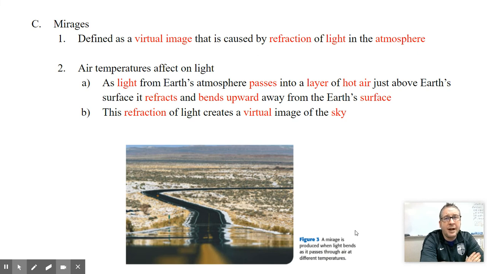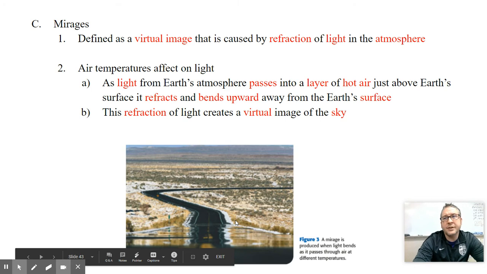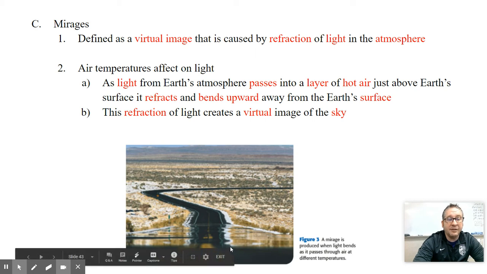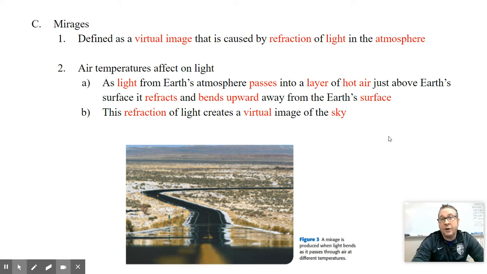The air temperature has an effect on light. As light from Earth's surface passes into a layer of hot air just above the Earth's surface, it refracts and bends upward away from the Earth's surface, and this causes a virtual image in the sky. So it almost appears as though the road is wavy. Sometimes people even mistake mirages for bodies of water. But that's all dependent on the air temperature, and light is affected by air temperature.